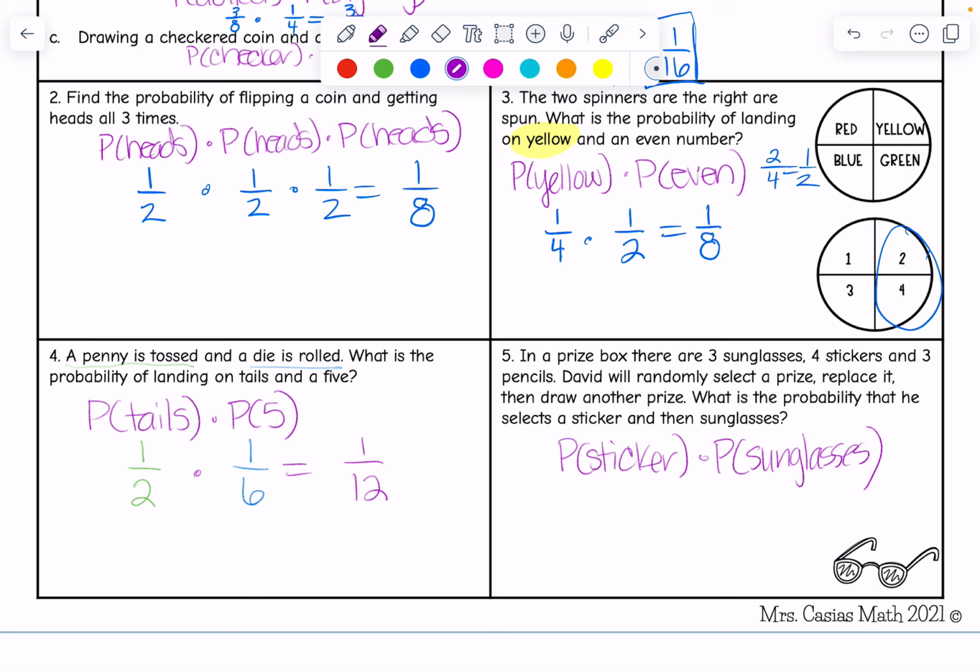In a prize box, there are 3 sunglasses, 4 stickers, and 3 pencils. David will randomly select a prize, replace it, then draw another prize. What is the probability that he selects a sticker and then sunglasses? First of all, we need to figure out our total. 3 sunglasses, 4 stickers, and 3 pencils. We have a total of 10.